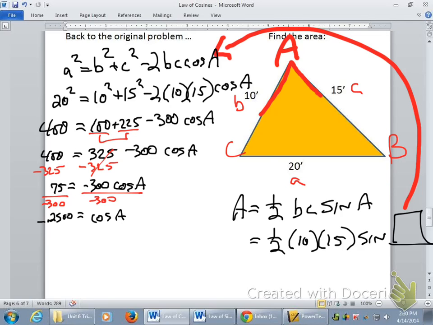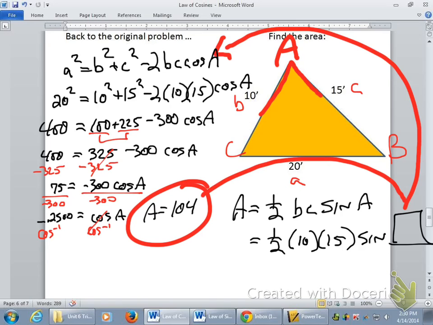And then the inverse cosine down at the bottom ends up being, what is it? 104? Okay. Now remember, this was pretty complicated, but I did all of that work just to find angle A so that I could plug it into my formula. So if that's 104 there, then my answer to the area is 1/2 times 10 times 15 times sine of 104. So the final answer is 72.8 square feet.